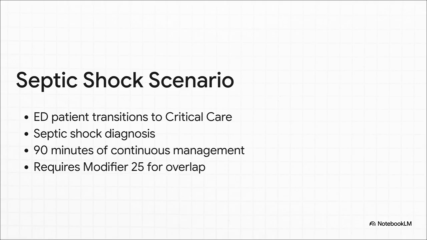Okay, on to Section 3, Critical Care Transition Case, Facility Rules. Picture this scenario. A patient presents to the ED, is evaluated, but then rapidly deteriorates into septic shock. The provider has to shift from standard ED management straight into critical care, providing 90 minutes of continuous direct management. We're talking life support decisions, managing a ventilator, the whole shebang. Because critical care time can overlap with EM services performed on the same day, we absolutely must separately document that time and utilize modifier 25. This ensures both the ED visit and the critical care are appropriately captured without double counting the time.